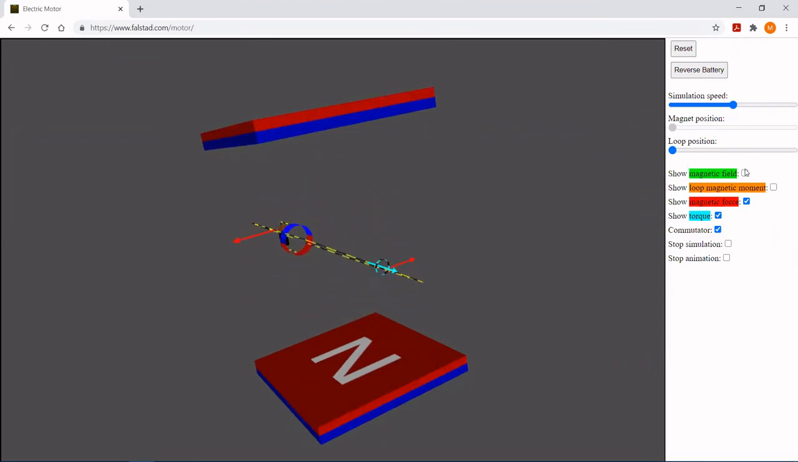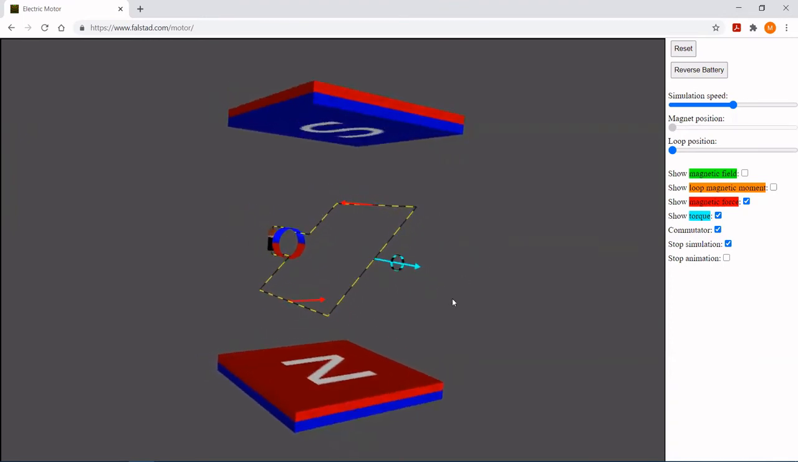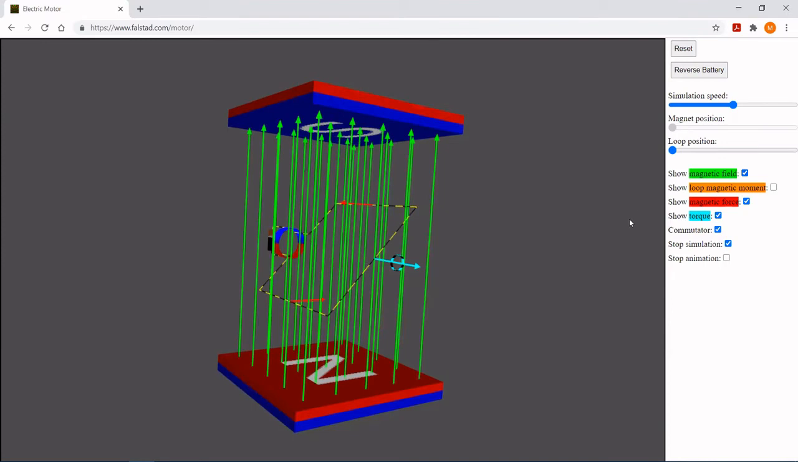So let me stop this thing and let's recognize that the current is coming out of the blue ring here and flowing back into the red ring. So it's flowing clockwise around this square circuit. And we know that the magnetic field goes out the North Pole and into the South Pole. So I can show the direction of the magnetic field like so.